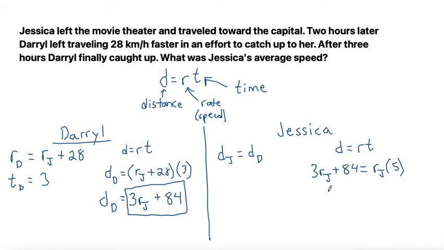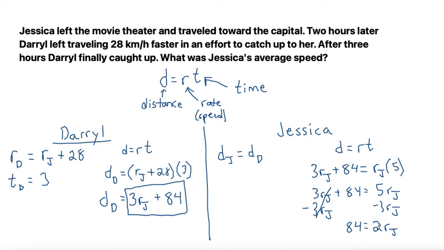So let's simplify just a little bit by writing the 5 in front. So 3RJ plus 84 is equal to 5RJ. And subtract 3RJ on both sides. So now we're doing some algebra here to get the variable by itself. Because the 3RJ minus 3RJ cancels out, leaving us with 84 is equal to, subtracting these because they're like terms, we can subtract their coefficients. 5 minus 3 is 2, so it makes 2 times the rate of Jessica.